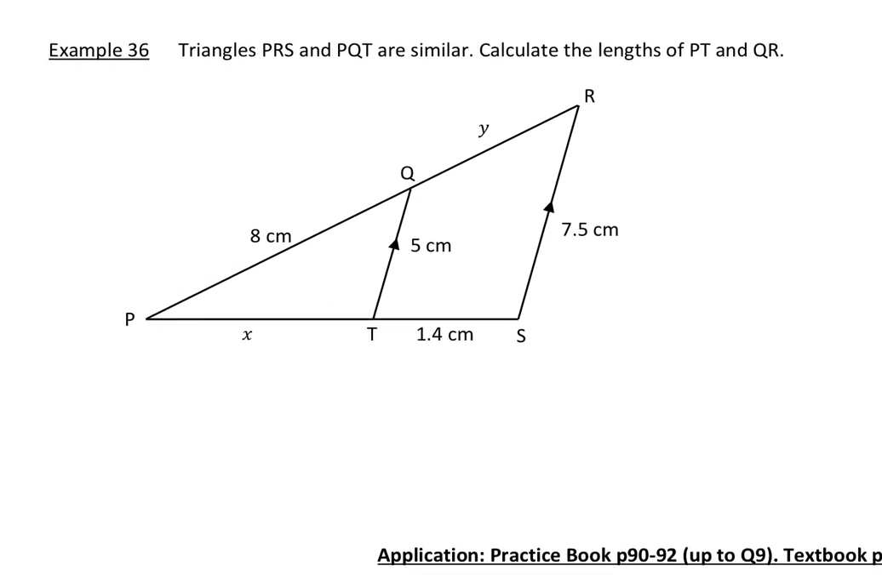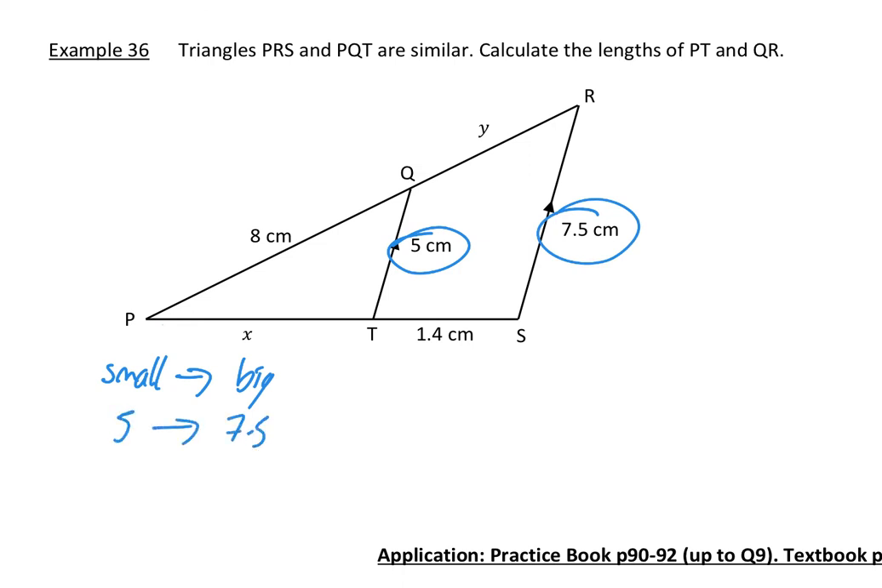So I'm going to again say small to big, and we have one dimension which allows us to work this out, and that's this 5 centimeters on the small becomes 7.5 on the big. So 5 goes to 7.5. So that means my scale factor is equal to 7.5 divided by 5, and that works out really nicely as 1.5.